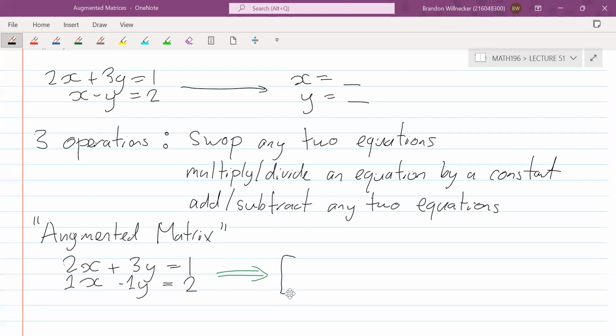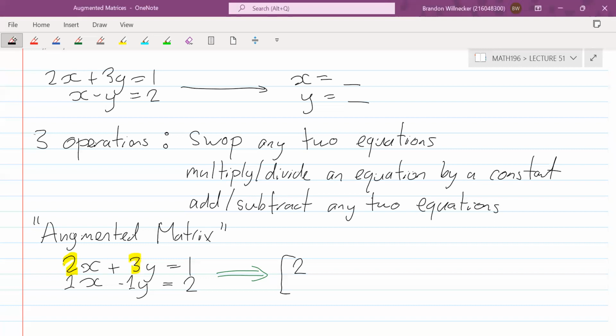The first entry is going to be the coefficient of x in the first equation. You can think of it as the rows are the equations, and the columns are going to be the coefficients of x, y, and later on we'll see z. So that's going to be a 2. For the next one, we're still in the first row, so we're still in the first equation, but now we're looking at the y column. So that's going to be a 3.